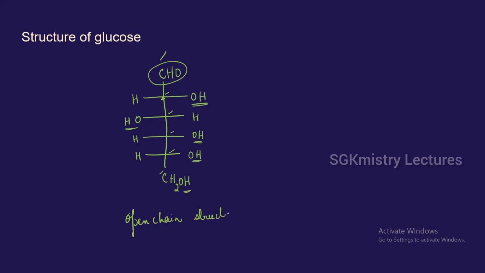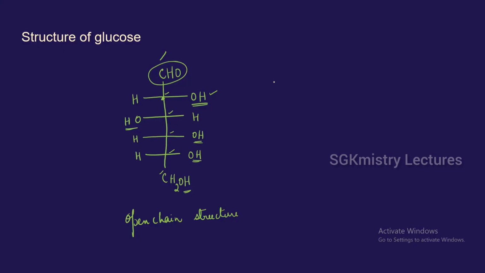Open chain structure. You have to remember that when writing the structure, the first one is OH. The first carbon, without any doubt, you're going to write the aldehyde group. Next, you write OH on the right side. Then only the next one has OH on the left side. Then again, everything is OH on the right side itself. So this is how you need to remember the structure of glucose.